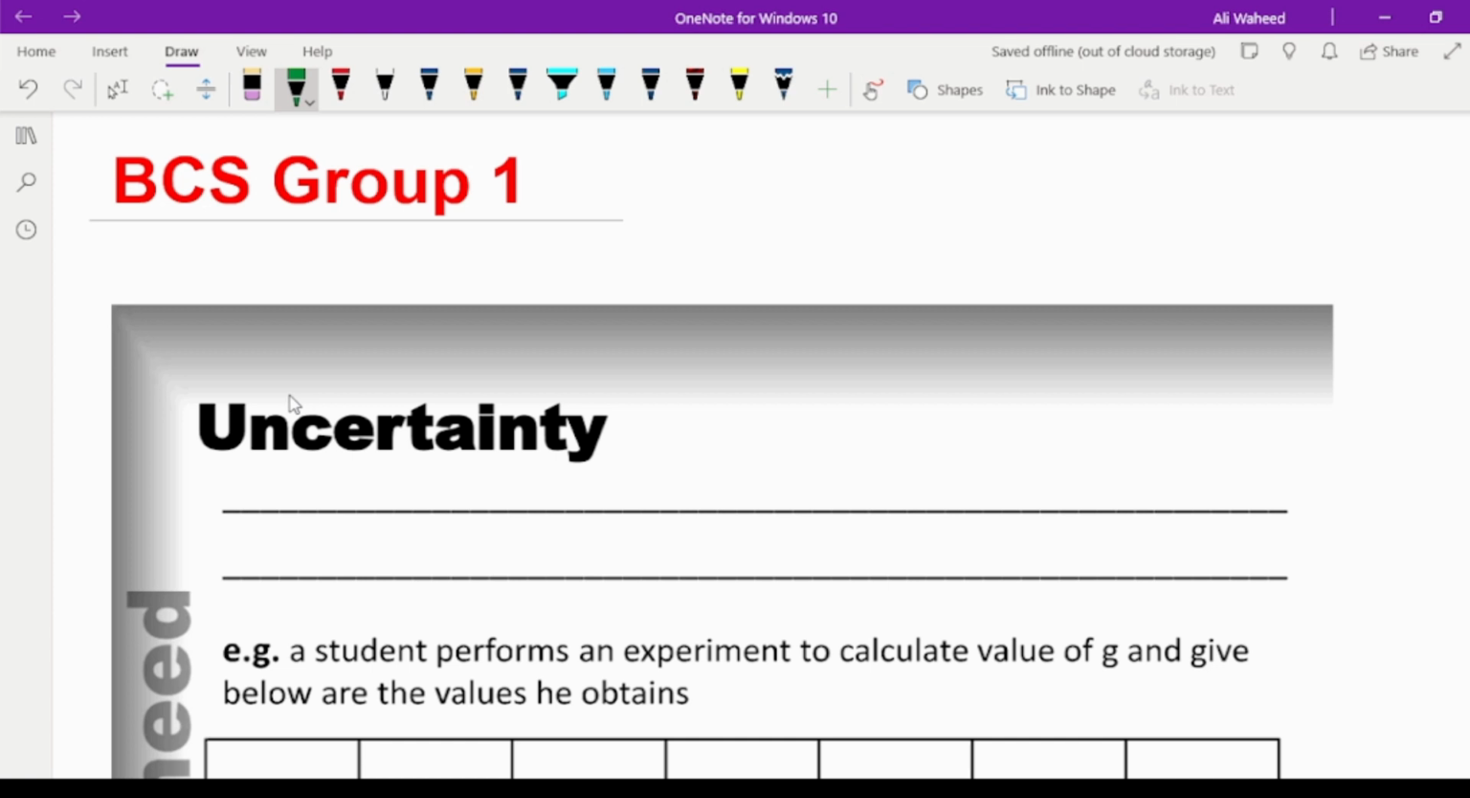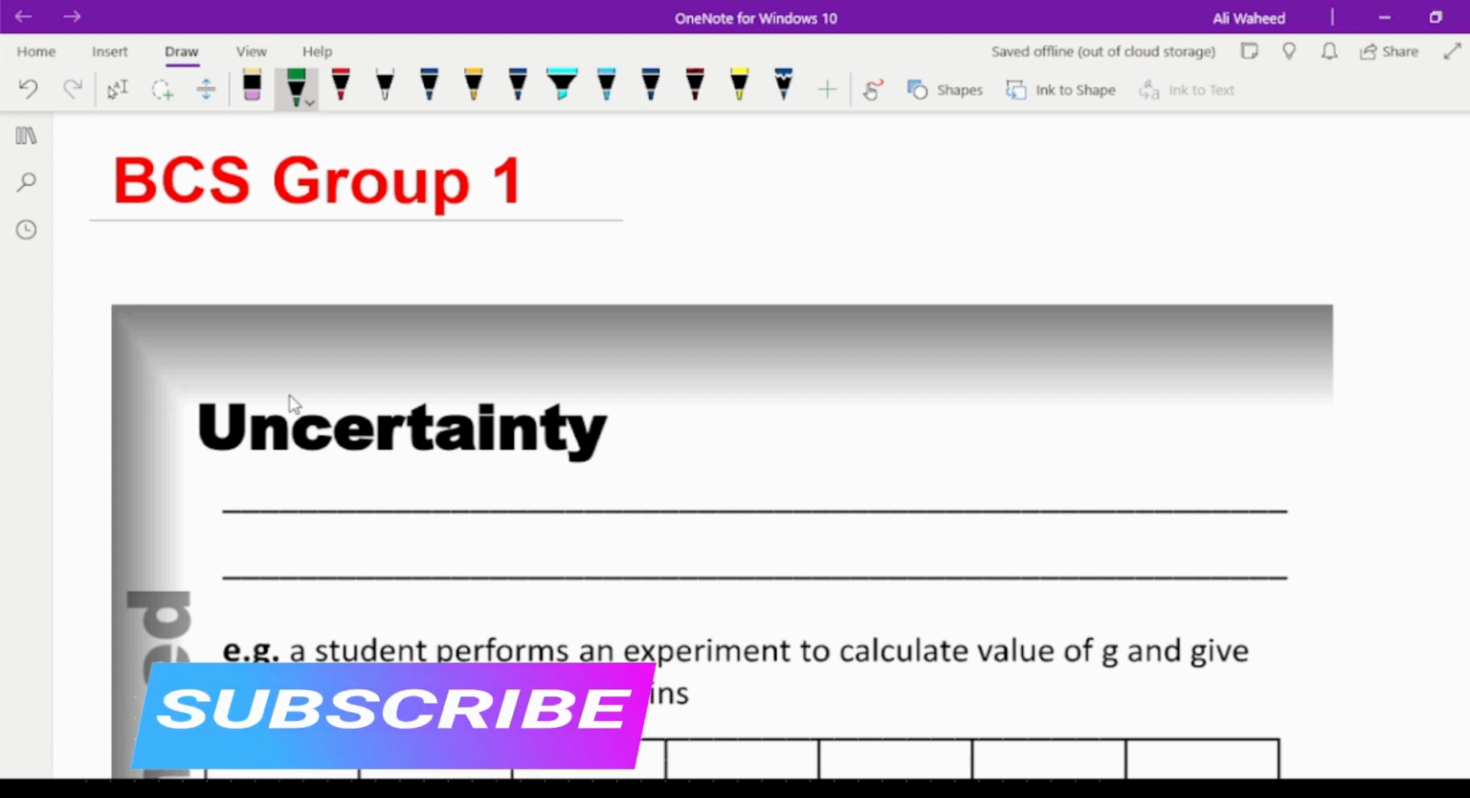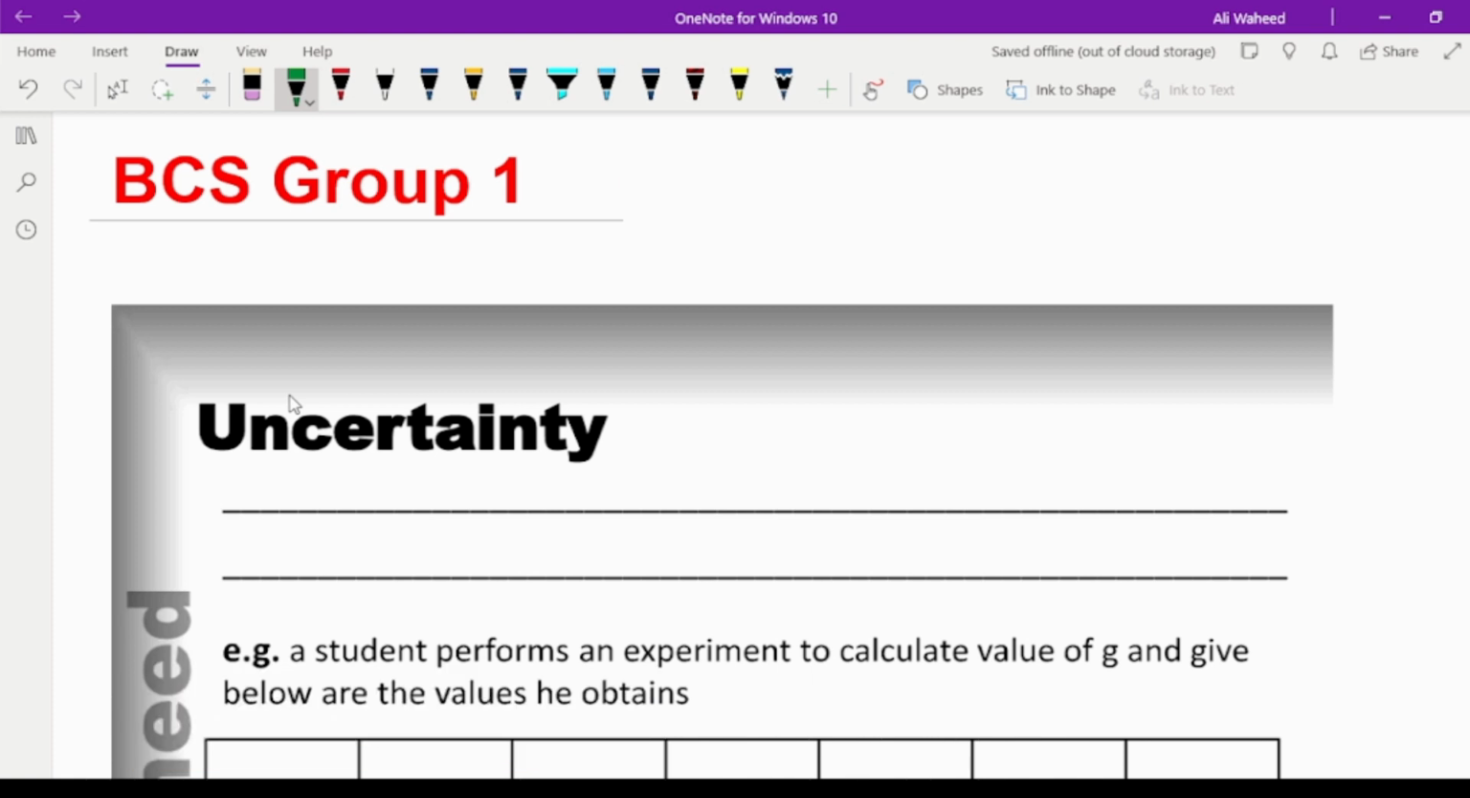Alright, so there are different ways. There are basically 3 ways by which they can ask the question, and I'll explain all of it, and we'll be solving examples of all of the variations. So first of all, let us define the uncertainty.